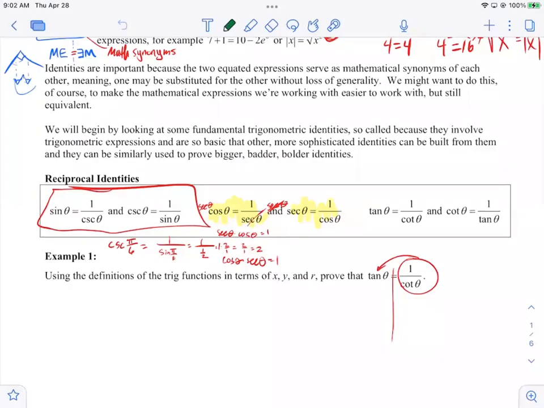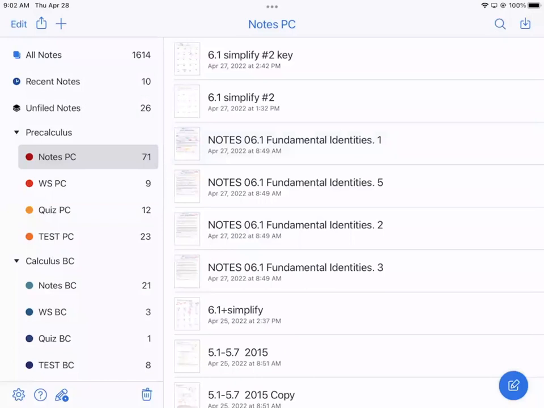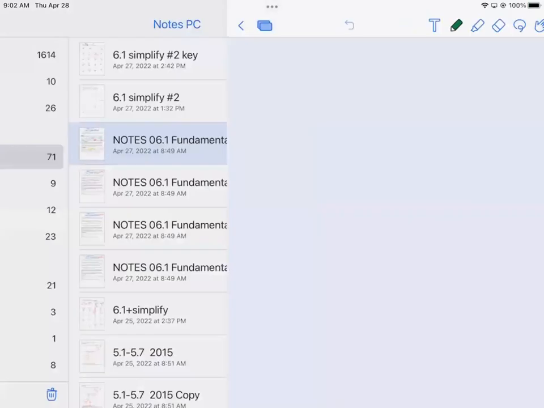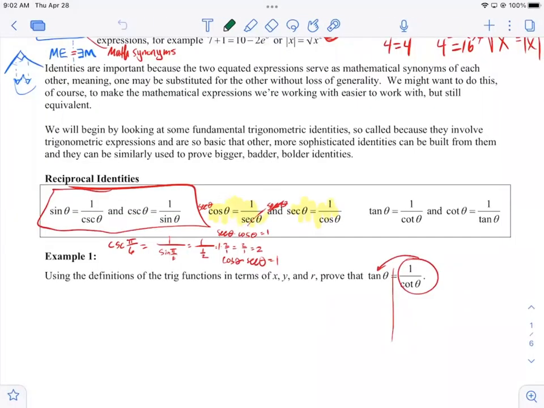All right, so using the reciprocal identities, we talked about those yesterday. The identity means that they're mathematical synonyms, right? You can replace one with the other. And there's three sets of reciprocal identities. Sine and cosecant are reciprocals. Cosine and secant are reciprocals, and then tangent and cotangent are reciprocals.